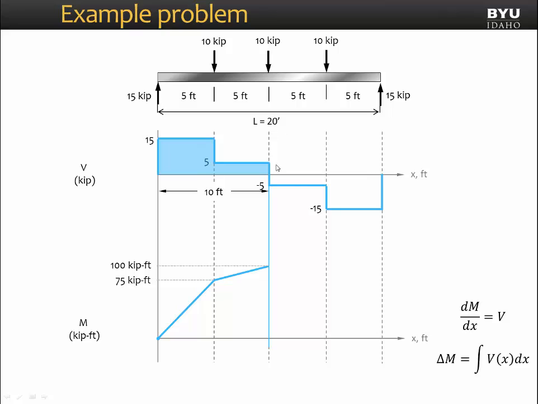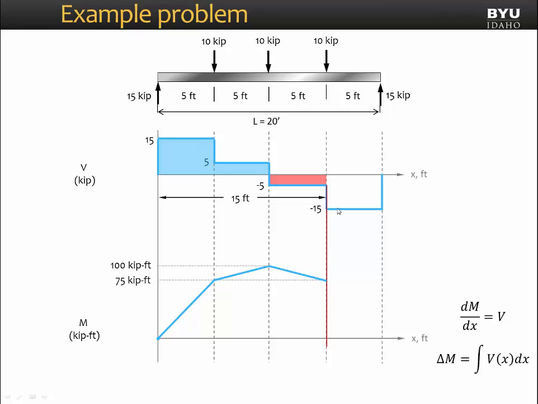Now something else interesting happens now at x equals 10 feet. Now the value of our shear diagram is equal to -5 kips. That means the slope on our moment diagram is now going to become negative. When we move to x equals 11 feet, the area under the shear diagram will be -5 kips times 1 foot. That's -5 kip feet, so we will drop from 100 kip feet at the peak down to 95 kip feet. And that will continue at the same slope until we get to x is equal to 15 feet.